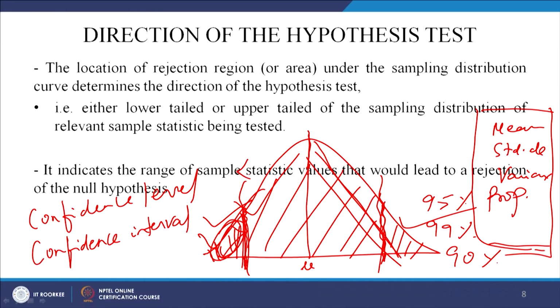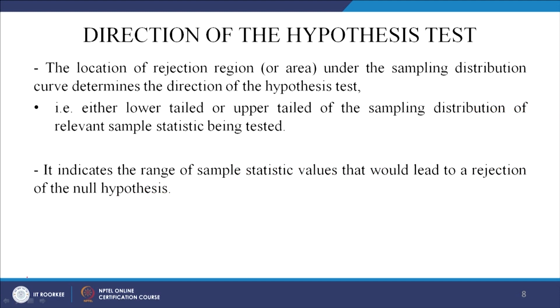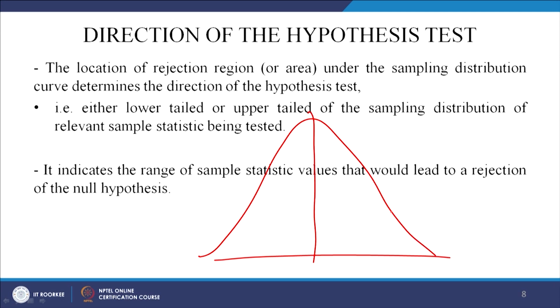So, my null hypothesis is saying that if anything is lying within this zone, then I am not rejecting my null hypothesis. But if something is lying here in this rejection place, let us say. Let me again clear this and make a new diagram for your clarity. So, what I am doing now? I am saying my rejection zone is this place.